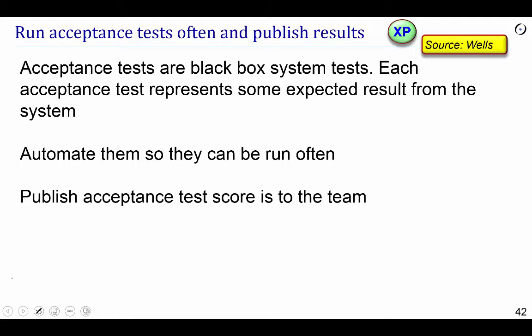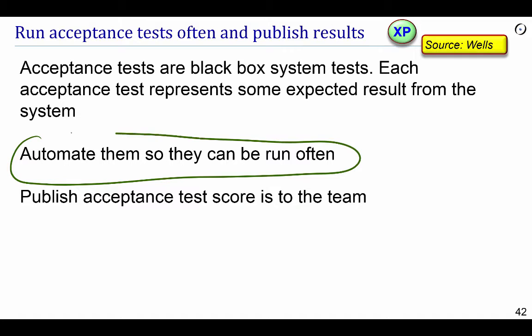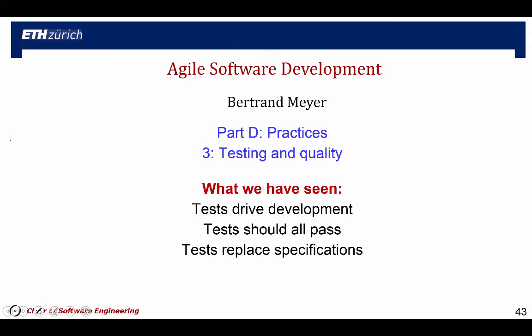There's also another rule which has to do not with unit tests as the previous discussion, but with acceptance tests. An acceptance test is a test that is meaningful to the customer and which is applied typically to the system as a whole, not just to a part, a unit of the system like a class, for example. And the advice here, the practice, is to have these acceptance tests organized carefully, automate their running so that you can run them often, and publish acceptance test score to the team so that everyone can know what's going on.